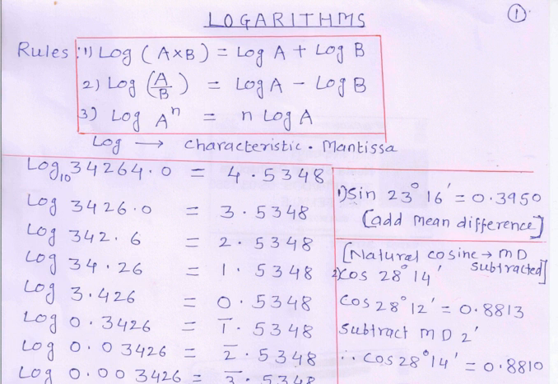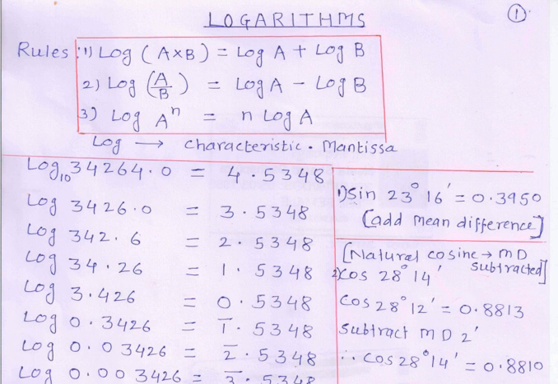First is the characteristic. What is the rule? When the number is greater than 1, you count the number of digits before the decimal. Here there are 3 digits, so the characteristic will be 2. Then introduce the decimal and forget about it, so your number becomes 3426. Again the way is the same: 34 in the second column and add the mean difference of 6. So the Mantissa part is the same, 5348, and the log of 342.6 is 2.5348.